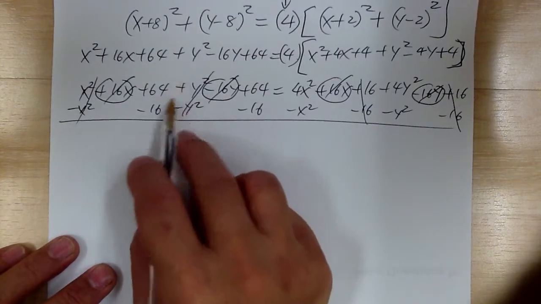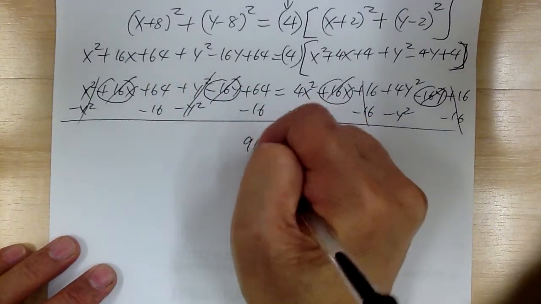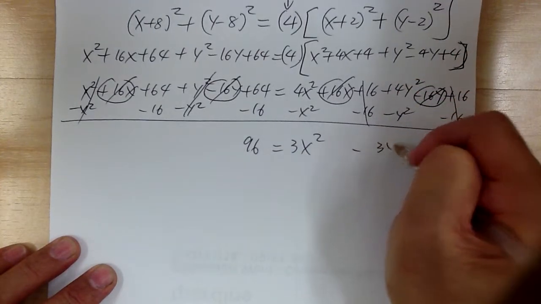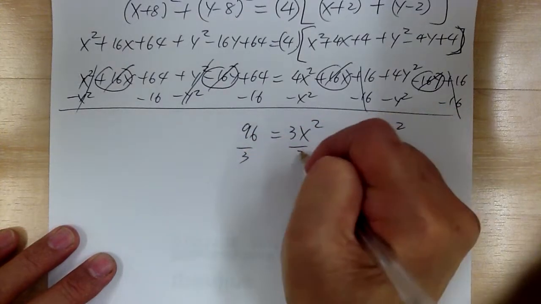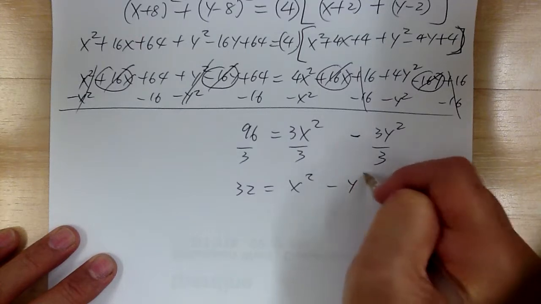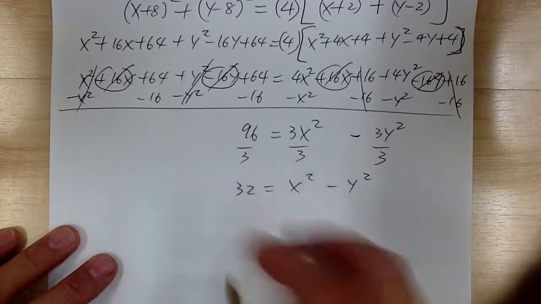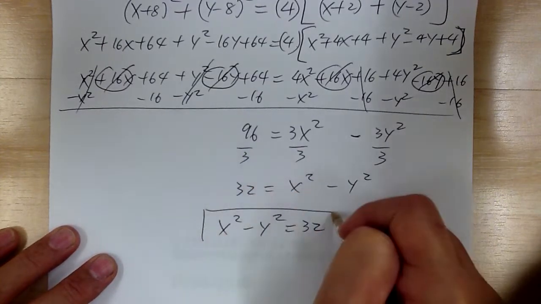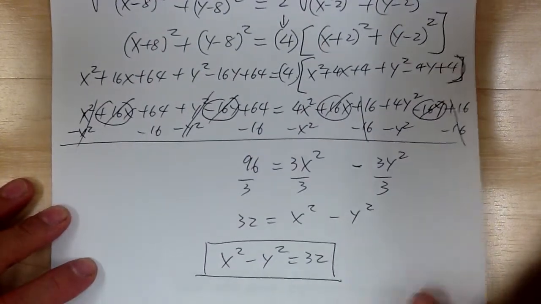Okay. So again, you can use your calculator to work this part out. This whole thing over here will give you 96. This one will give you 3x squared, and this will give you minus 3y squared. And I'm going to divide it by 3 to lower my number. So I get 32 equal to x squared minus y squared. But it's kind of awkward to have the variable on this side, so I'm going to flip it over. So I'm going to switch. Okay, let's go to the next one.